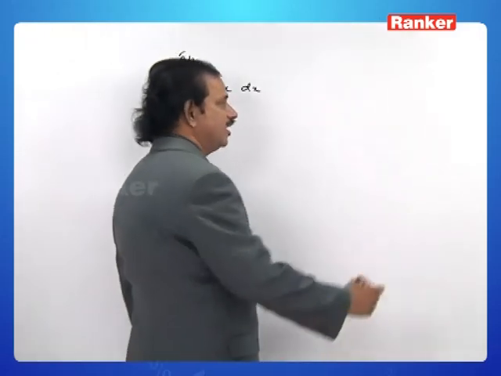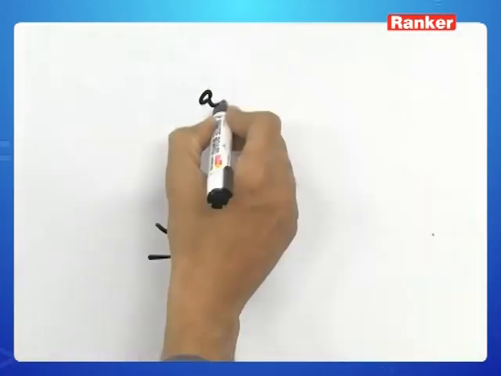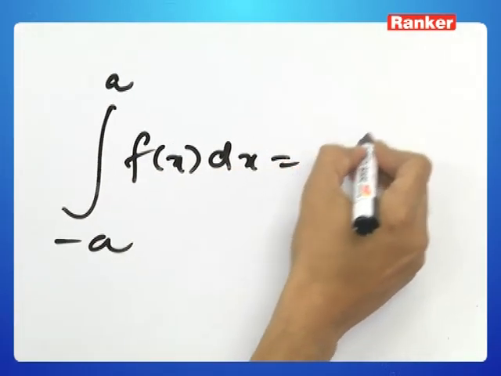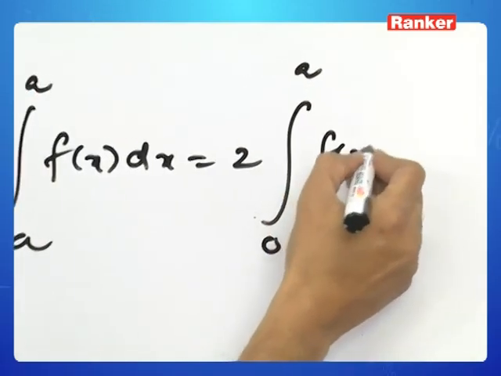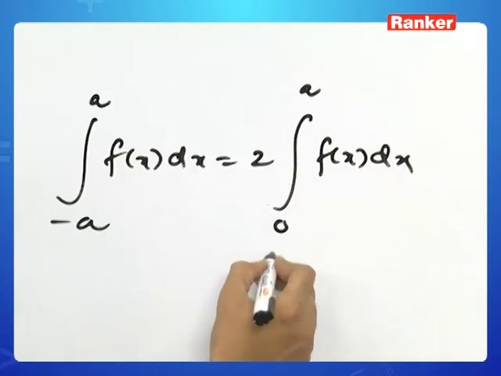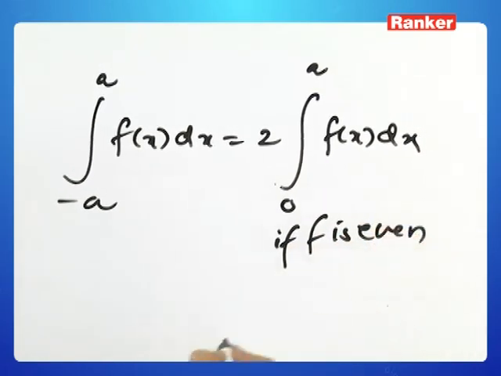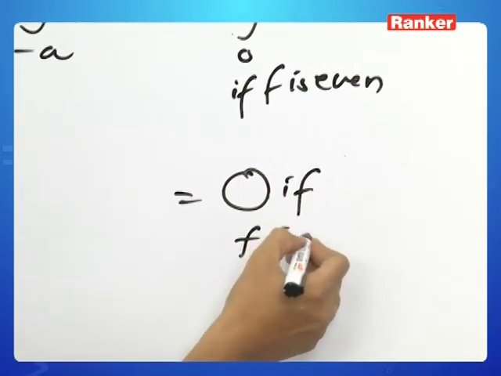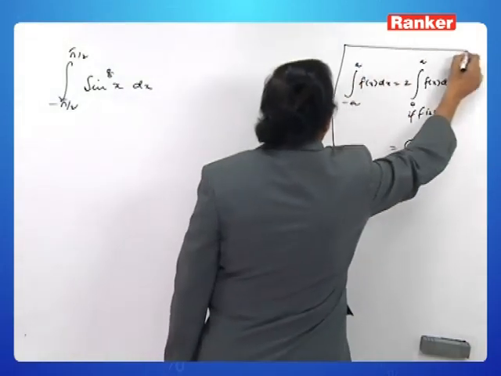Therefore, let us recall this formula. What is that formula? Integral minus a to a f of x dx is equal to twice integral 0 to a f of x dx, provided f is even, and is 0 if f is odd. I think you could have recollected the formula.